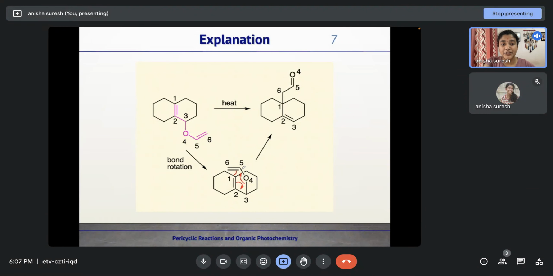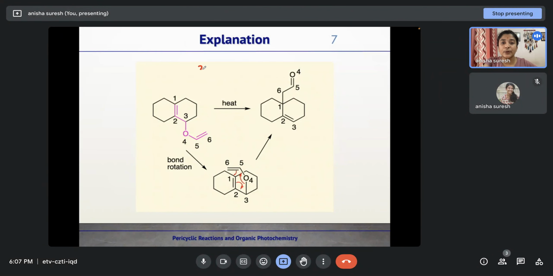So once the rearrangement is done, we will get a system like this. This oxygen which was attached to carbon number 3 has now become a substituent of carbon number 1, and it involves a carbonyl instead of an ether. So a bond migration has taken place here.